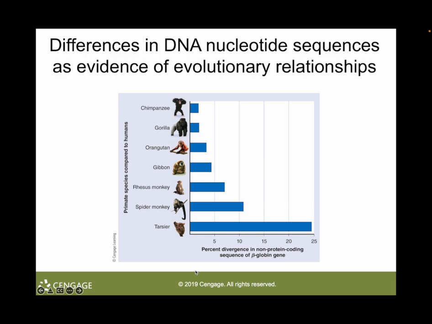It just shows you now the percent divergence in non-coding protein sequence in that beta globin gene. You can see just how closely we are related to the tarsier. You can see how closely related we are to the orangutan, and how closely related we are to that chimpanzee, and even that gorilla. In your test, I'll ask the question about how closely related we are based on what you're seeing right here.